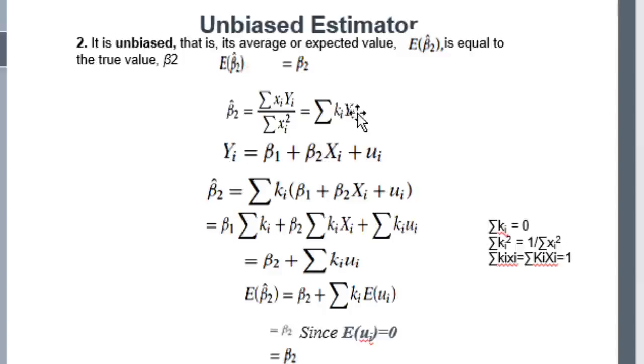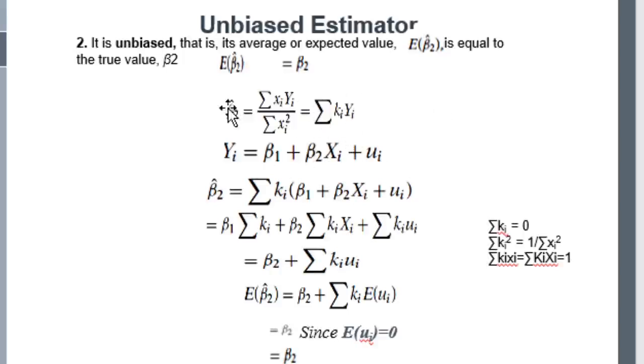The proof of that property is given here. We'll use the same equation, that is beta 2 cap equal to sigma xi yi by sigma xi square. This can be written as sigma ki yi. Then we learned that ki has some properties: sigma ki equal to 0, sigma ki square equal to 1 by sigma xi square, and sigma ki xi equal to 1. These are the properties of this ki.